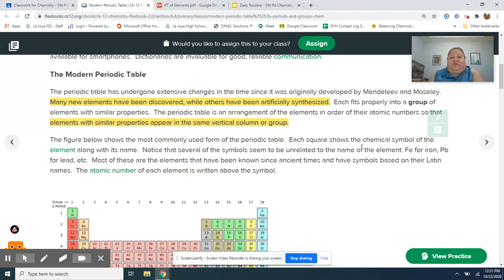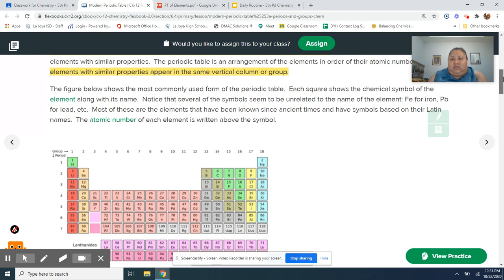Now, let's talk about the figure below. The figure below is just another version of the periodic table. It shows the commonly used form of the periodic table. Each square shows the chemical symbol of that element along with its name. Well, technically, this one doesn't have the name, it only has the symbol. Notice that there are several symbols that seem to be unrelated to the name. We already studied elements, right? We know that some of those elements have been around for a very long time.